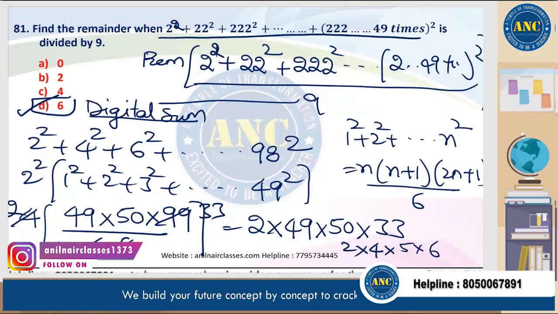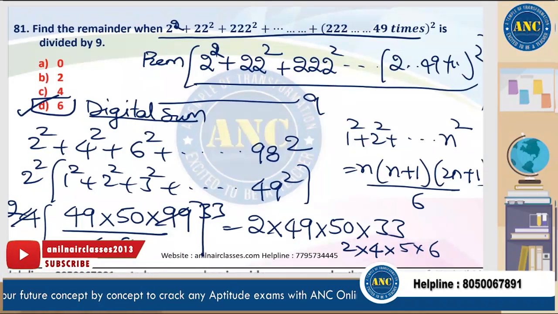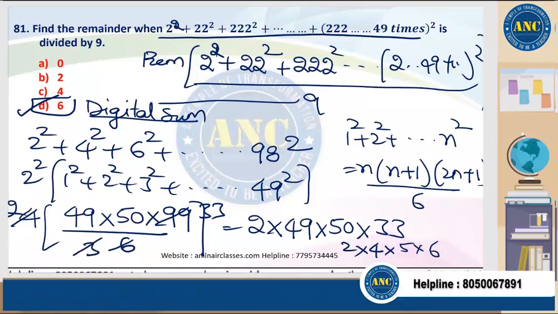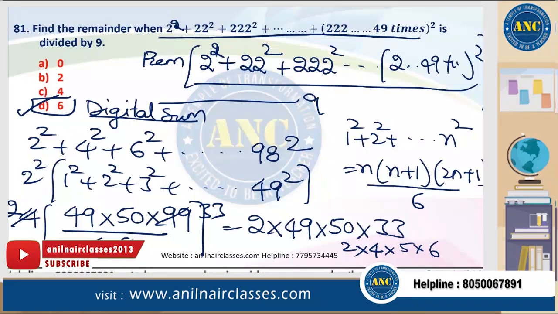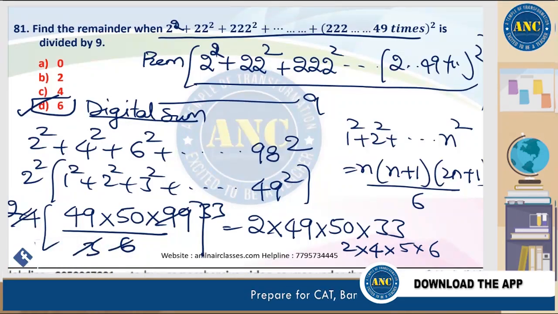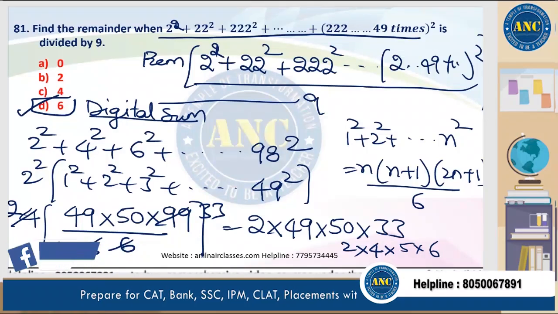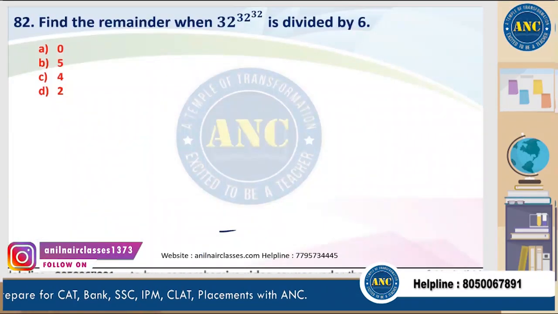2 square if I take common, 1 square plus 2 square plus 3 square and so on up to 49 square. N into n plus 1 into 2n plus 1 divided by 6. Already we did the digital sum problems.